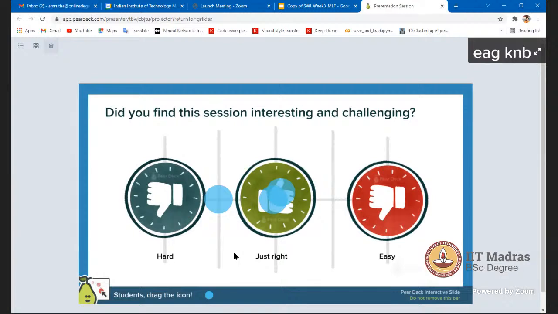Tomorrow we have an open session. If you have any doubts related to any of the content in week 1, week 2, week 3, you are welcome to the open session tomorrow. We will discuss your specific doubts on many topics in the open session. Participants, if you have no more doubts, we can close the session.